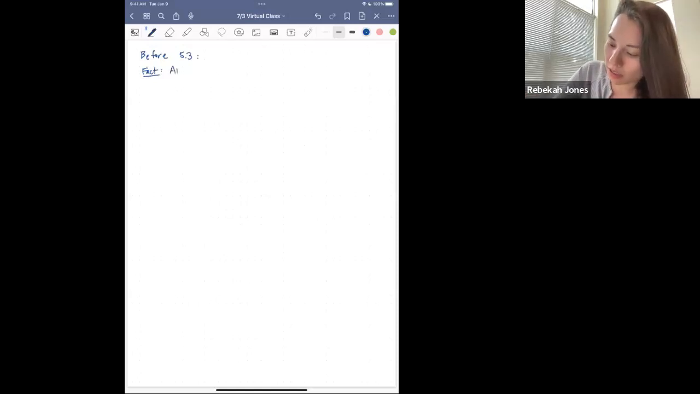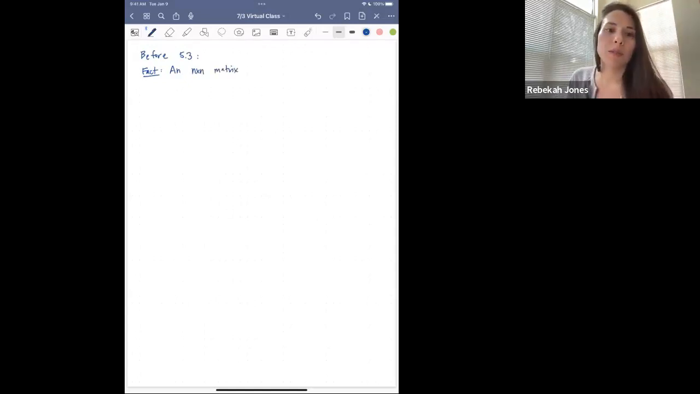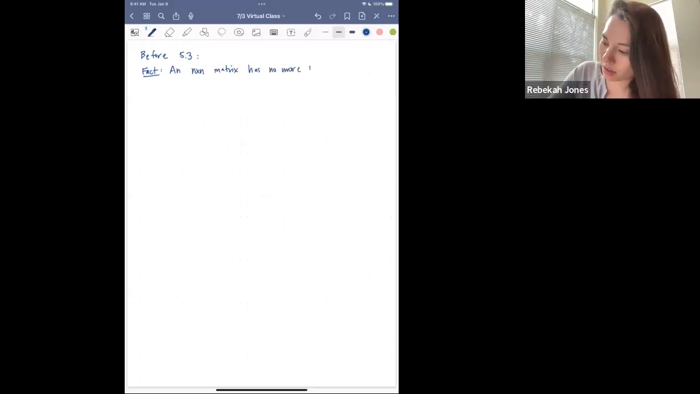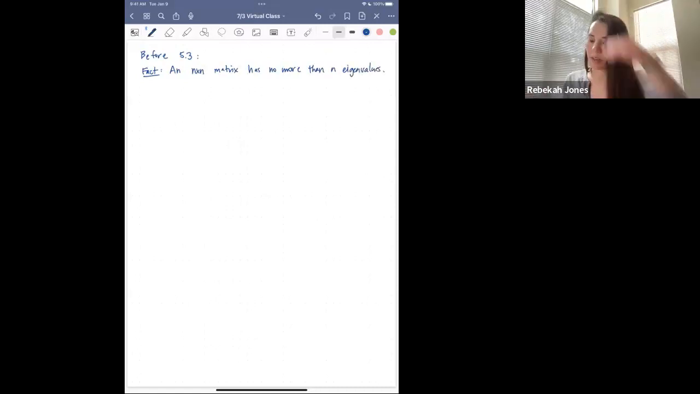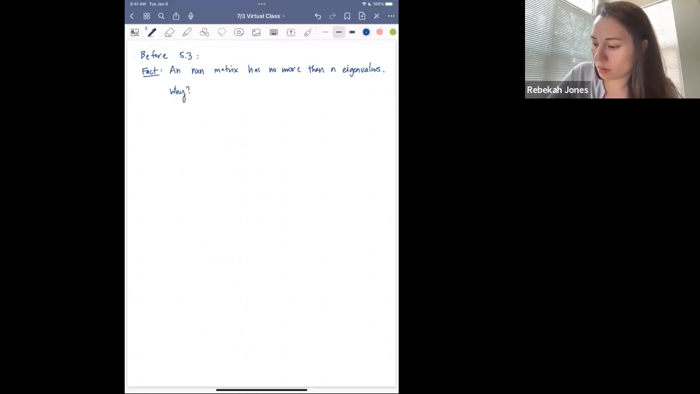So this is the fact that an n by n matrix, so if we're thinking about the eigenvalues of an n by n matrix, it can have no more than n eigenvalues, right? So in order to see why this is, we can think about where the eigenvalues come from. And these are the roots of the characteristic polynomial. So eigenvalues are roots of the characteristic polynomial.